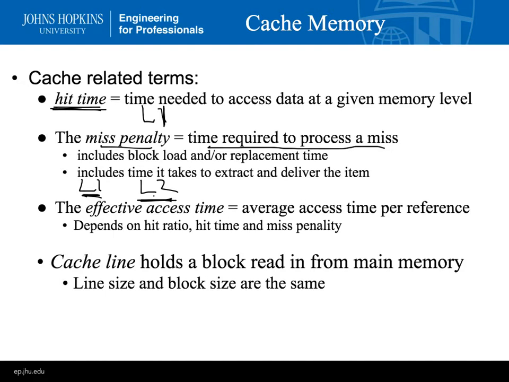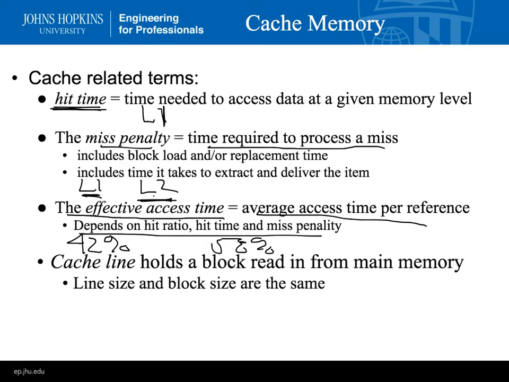And the effective access time would be averaging out how much time each reference is going to take on average. So if you say the hit ratio is 42%, we're going to use that information plus the hit time and the time it takes to do a miss, which would be 58%, and calculate an effective access time, or average access time.